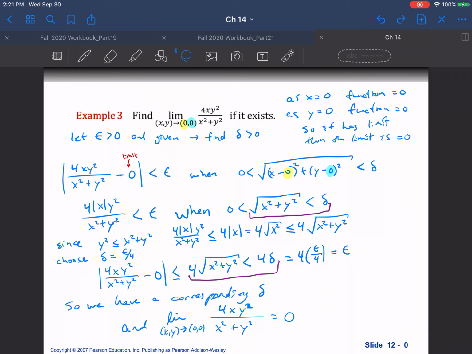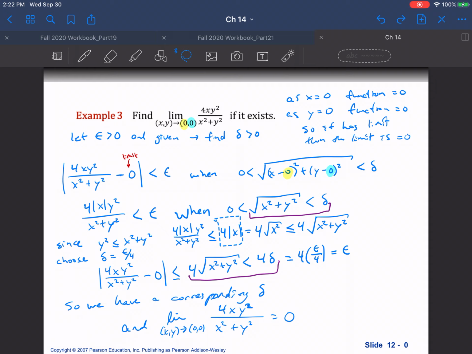Since y squared is less than x squared plus y squared, right? It has to be, because x squared is going to be a positive number. That means that what we have here is 4 times the absolute value of x times this other little part, where y squared is smaller than x squared plus y squared. That means that the y squared over x squared plus y squared part of it is actually smaller than 1. And so when we take 4 times the absolute value of x and multiply it by a number smaller than 1, we're getting a number smaller than 4 times the absolute value of x.